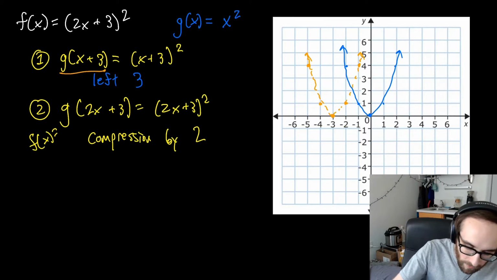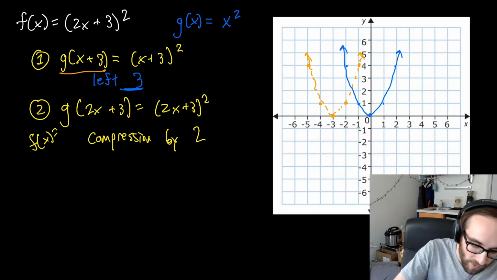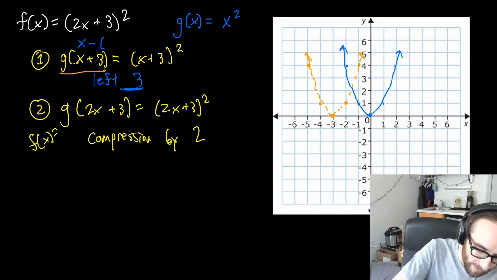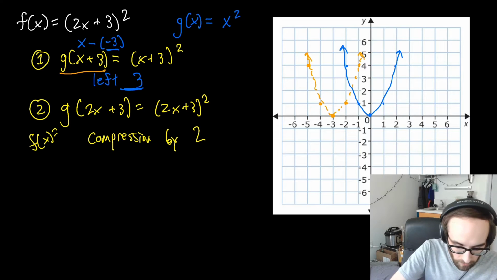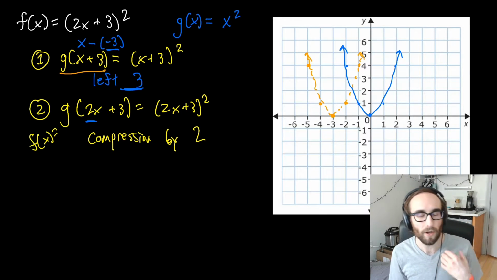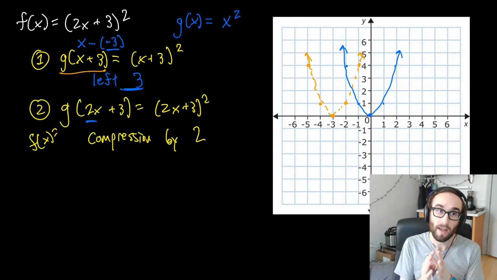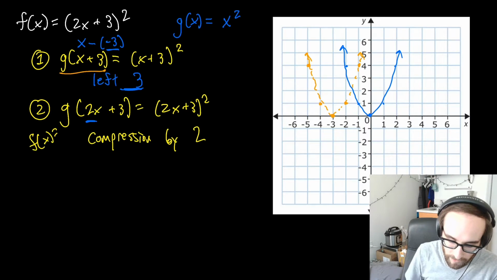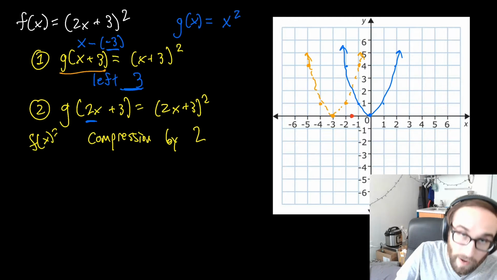One quick note, so we went to the left 3 here because when we're doing horizontal translations, as a reminder, we're doing the opposite of what we see on the inside. So x minus negative 3, so to the left 3. Similarly, for stretches and compressions, if we have a number greater than 1 that we're multiplying x by, then we're actually compressing it. If it's in between 0 and 1, then we're stretching it. So we're compressing by 2. That means we take all of our x values and we divide them by 2.